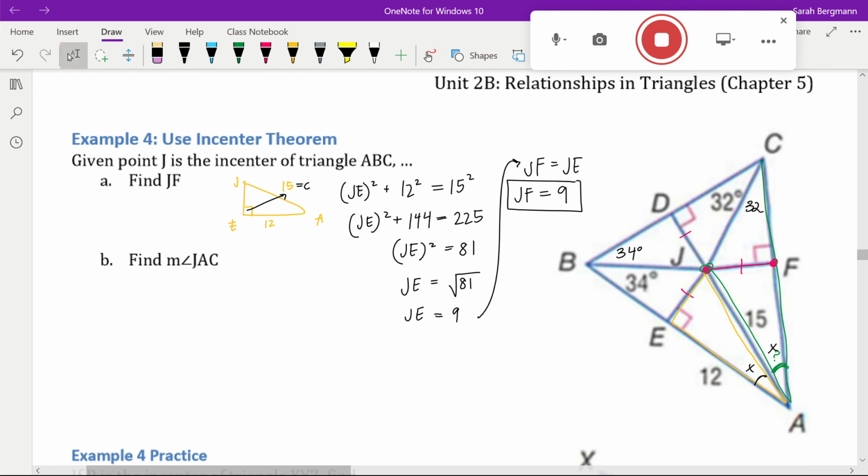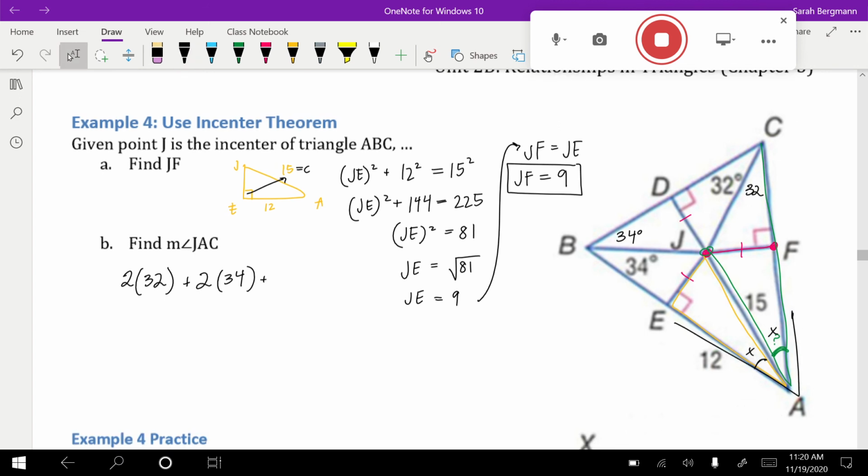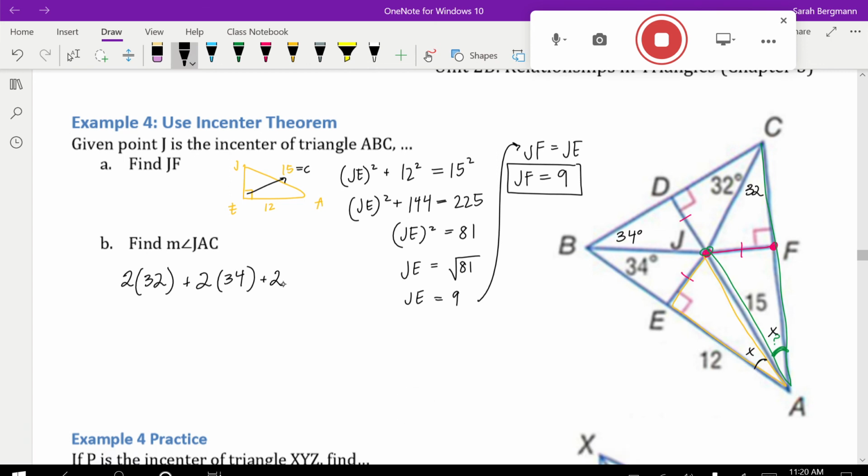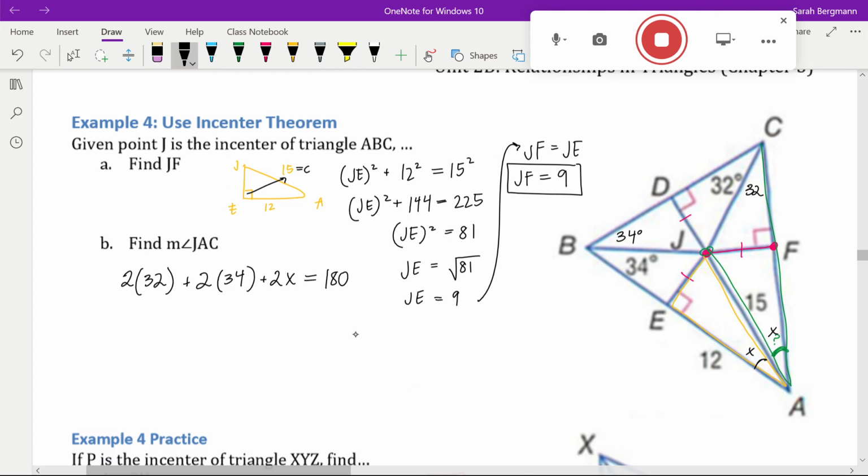So what I'm going to do, I know that in my large triangle ABC, the angles must add up to 180. So I can take 2 times 32, that will give me the measure of angle DCF, plus 2 times 34, that will give me the measure of angle DBE, plus 2 times x, that will give me the measure of angle EAF. And I know that all those angles should add up to 180. So now I'll just simplify. Combine like terms.